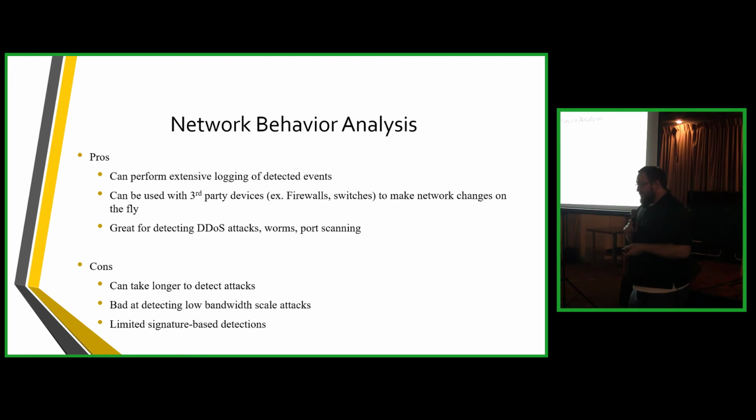Some of the cons of this are that it takes longer to detect attacks. For example, with a DDoS, if it starts slow, it'll take a while before it realizes, hey, someone's attacking us. That's where it comes in with low bandwidth scale attacks as well. If someone starts low with the attack and starts ramping it up, since it's generally statistical anomaly based, you'll still have your baseline standard. But if you slowly ramp up, it's going to take a lot longer for it to realize something's happening. And some devices, it's vendor dependent, do have signature-based detections, like a signature for a worm that's coming through your network. But generally, it's pretty limited to statistical anomalies.